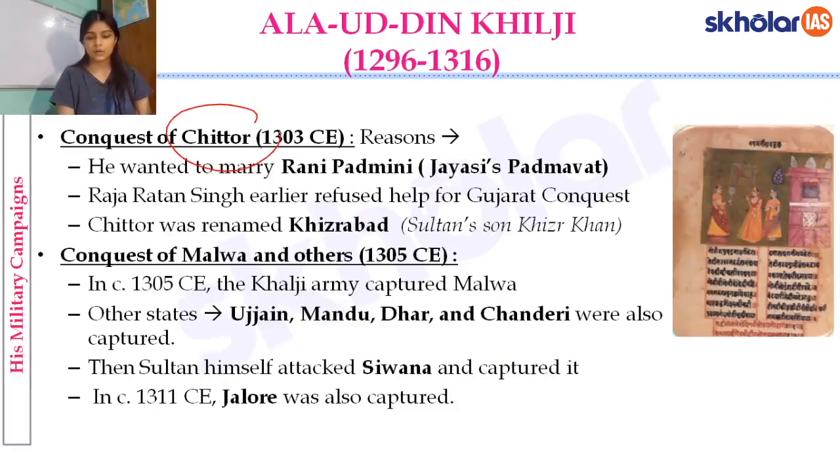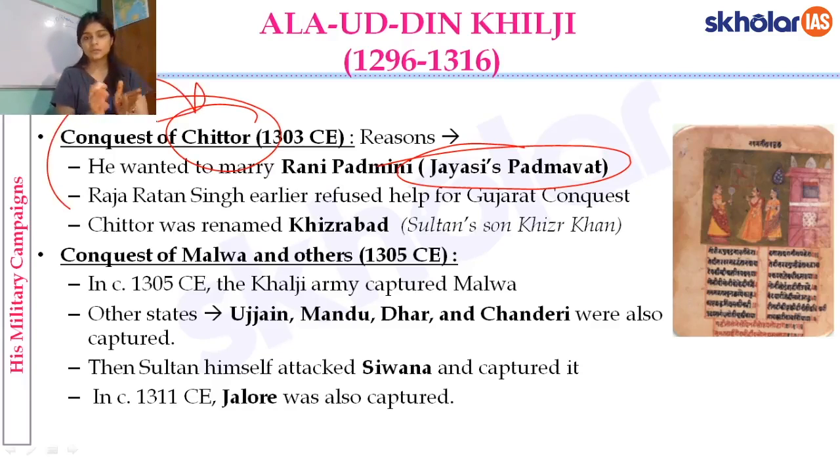Next, he moved to Chittor. Now, why Chittor? The first reason, the historians have this opinion, is in Jayasi's Padmavat, an epic, where it is mentioned that Rani Padmini was the queen of Raja Ratan Singh, the king of Chittor. She was a very beautiful woman, and Alauddin Khilji wanted to marry Rani Padmini, but of course, the king would not agree, why would he send his wife? So essentially the two fought.